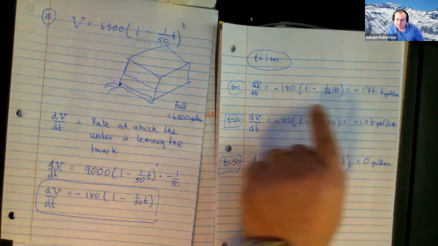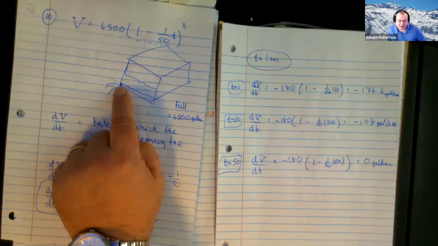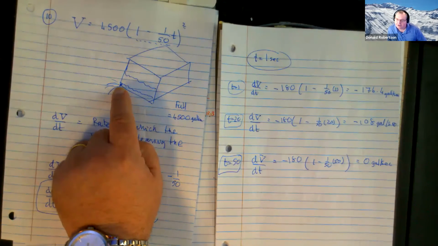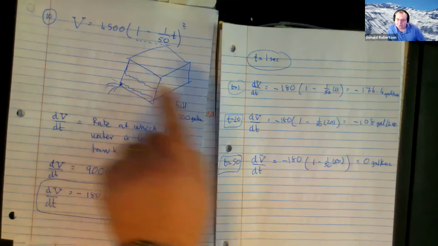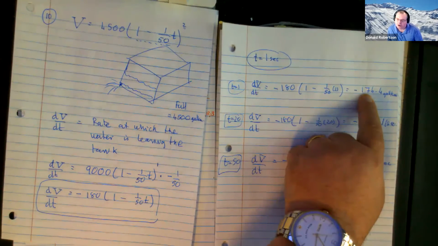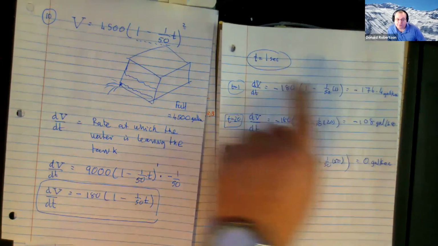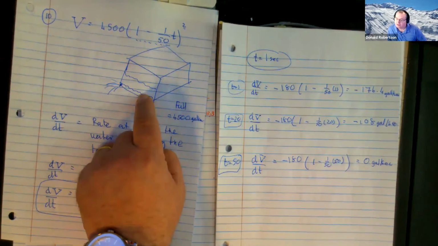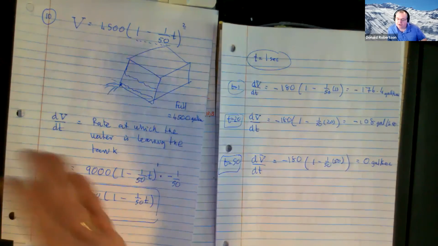So, full tank, hole gets punched in it, out shoots the water. At the 1-second mark, isn't it shooting out at 176 gallons a second? You do not want to be near this. Isn't this shooting out like a bullet? 176 gallons a second is a lot. It's negative, isn't it? Because the volume is decreasing, right? That's why it's a negative number.